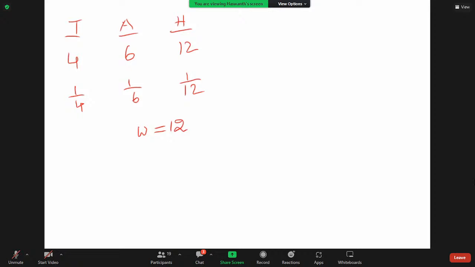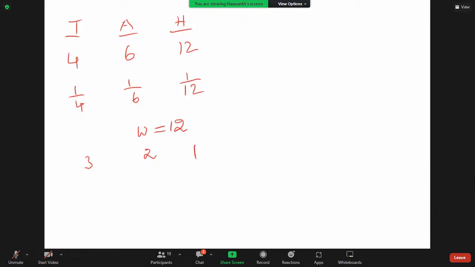In 1 hour, Tom will be doing 1 by 4th amount of the work. 1 by 4 of 12 is 3. In 1 hour, Amanda will be doing 1 by 6th amount of the work. 1 by 6 of 12, which is 2. In 1 hour, Harry will be doing 1 by 12th amount of the work, 1 by 12 of 12, which is 1.